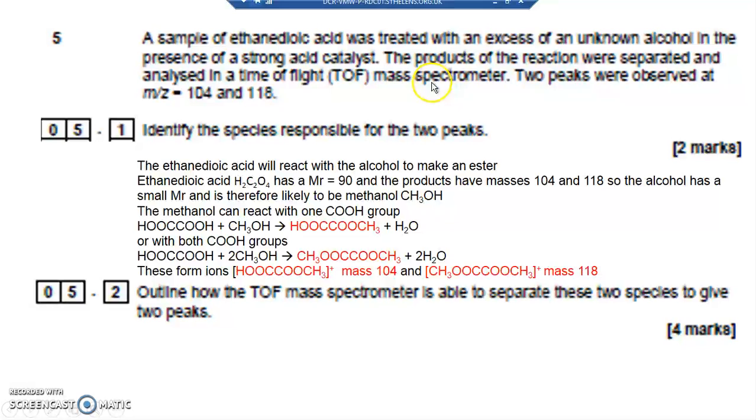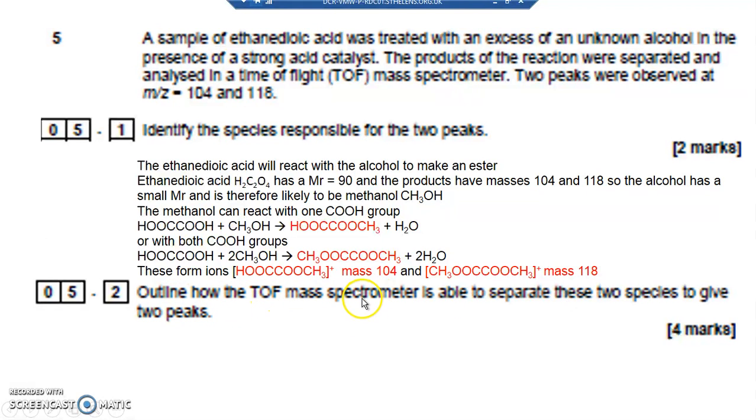Now, in a mass spectrometer, you use an electron gun to fire an electron onto this, and it will knock off another electron and leave this plus charged. So that's the ion that will be made in the mass spectrometer and will be accelerated along the tube. And we've got this ion mass 104 and this ion mass 118. Since they've got a charge of 1 each, m divided by z, the mass divided by the charge, z is the charge, 1 equals 104 and 118.